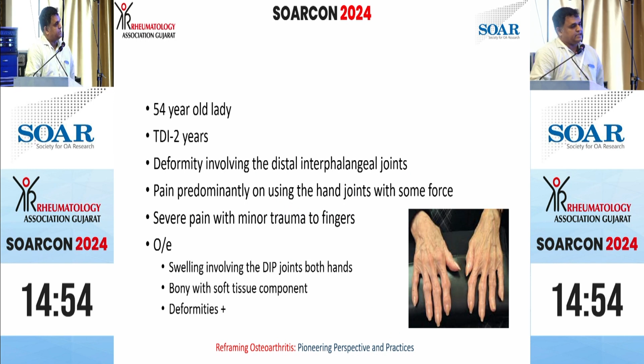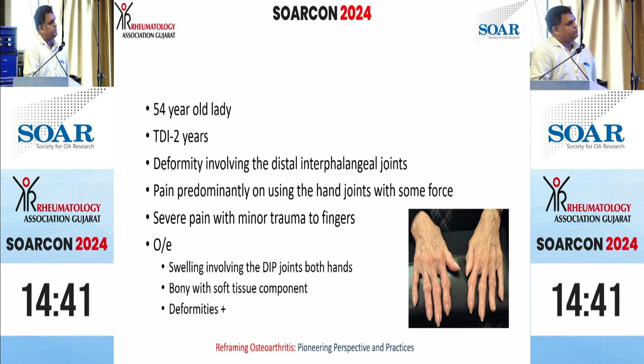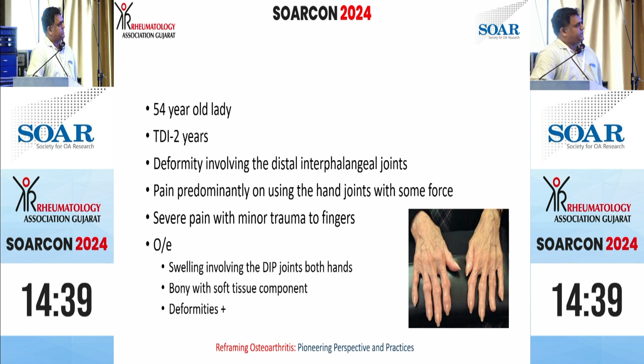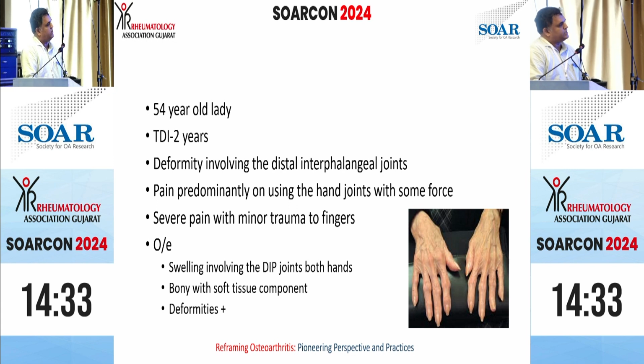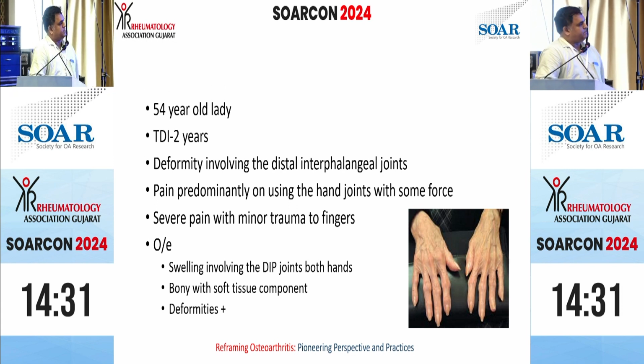I'll start with this case. A 54-year-old lady with a total duration of illness of 2 years presented with deformities involving the distal interphalangeal joints and the proximal interphalangeal joints. Pain predominantly was there on using the hand joints with some force. There was not much significant rest pain. However, she complained of severe pain with minor trauma to fingers. If she accidentally struck her fingers on an object, that would be the time she felt the maximum pain.